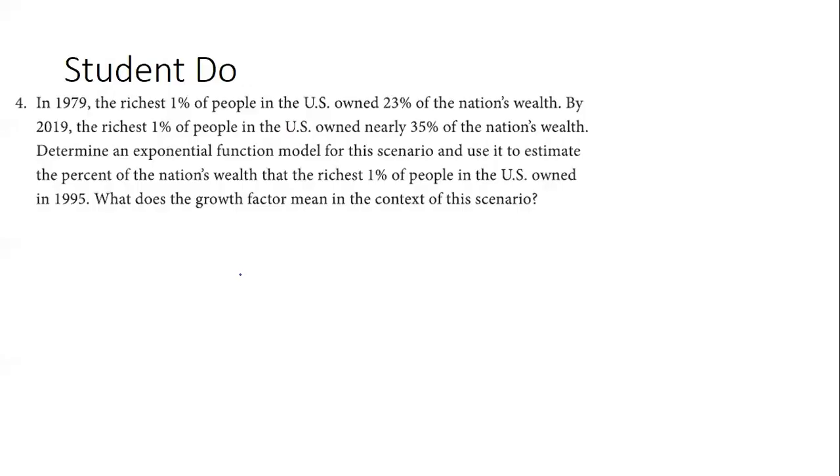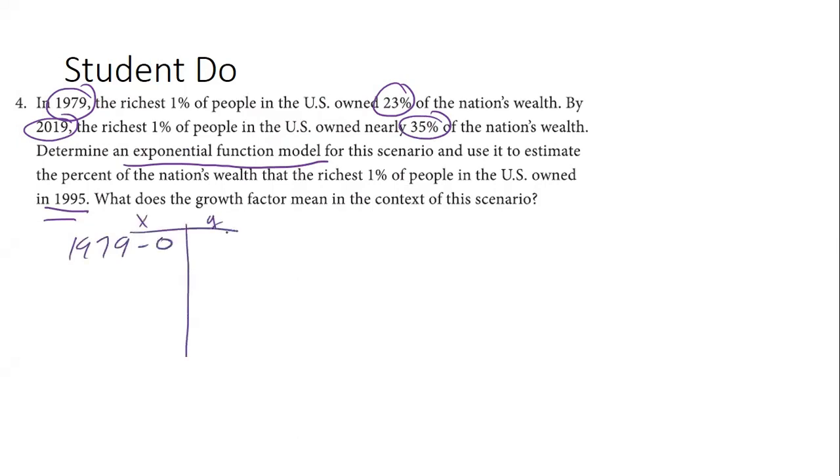So when we looked at the information, we had 1979 was 23%. 2019 was 35%. It wants us to create an exponential function model, and it wants us to find out 1995, right? So 1979 is going to be my 0. Agreed? So therefore, 2019 is going to be what? 40. And then 1995 is going to be what?